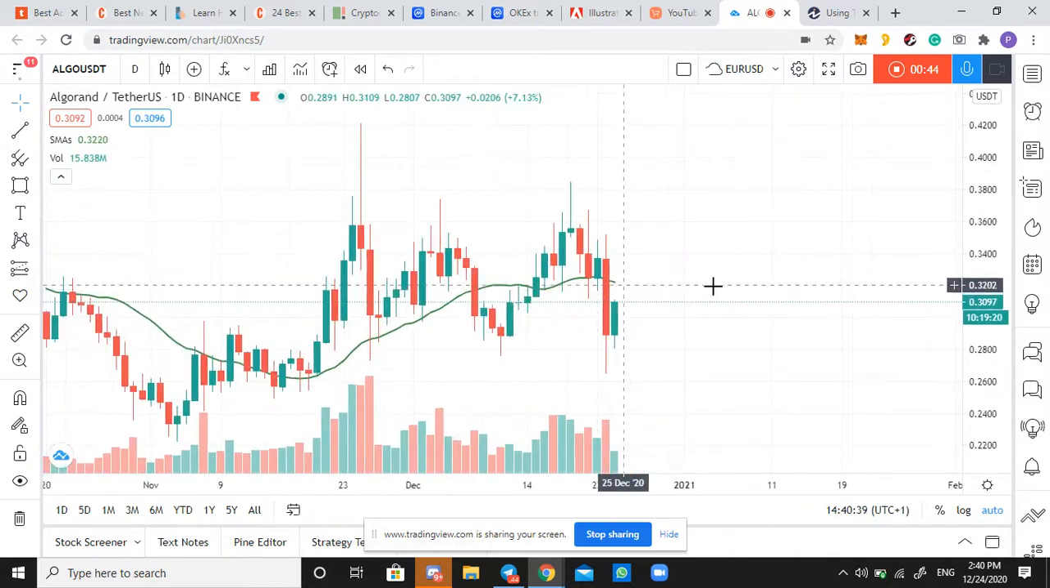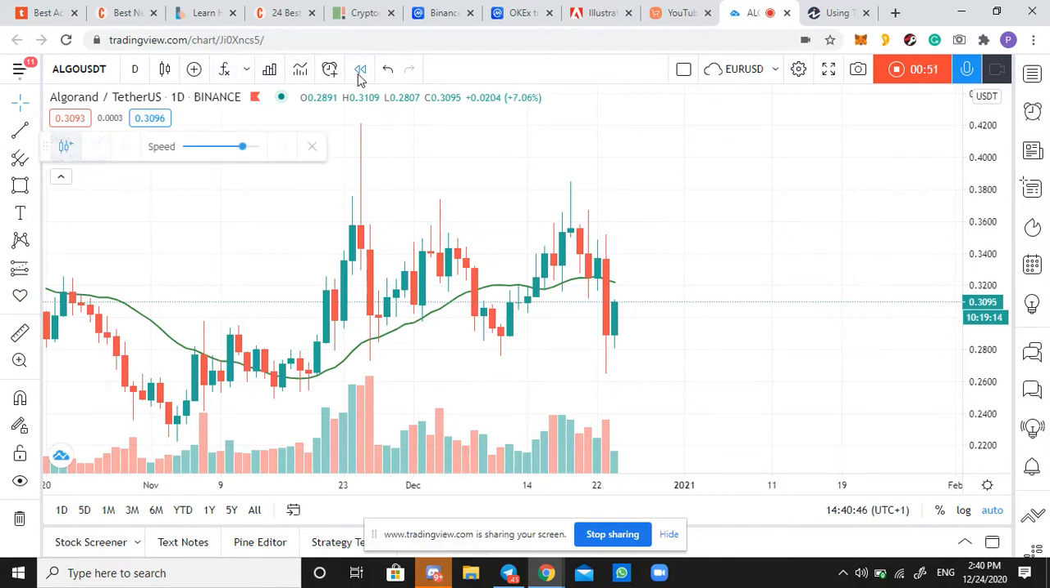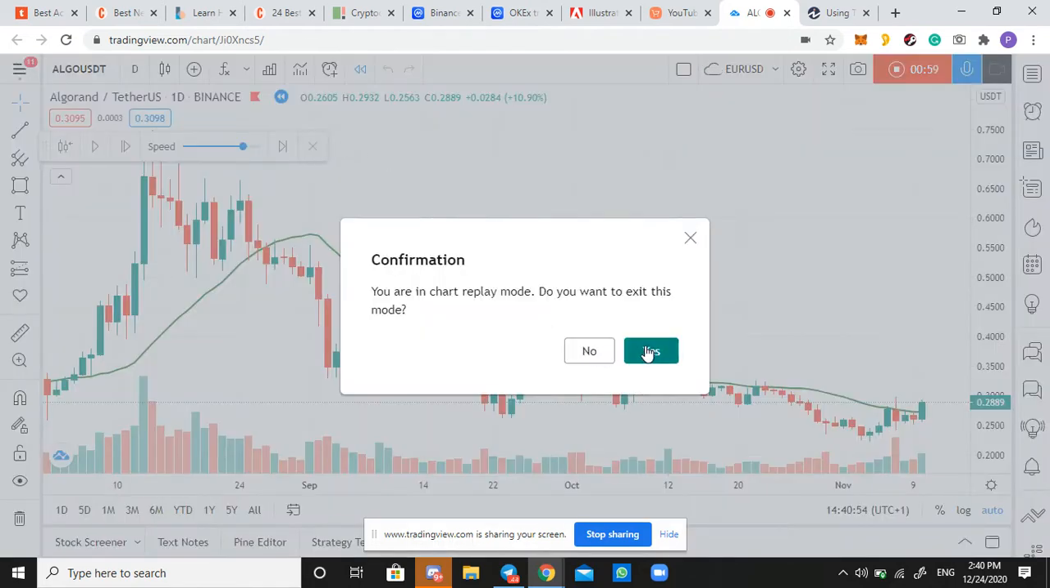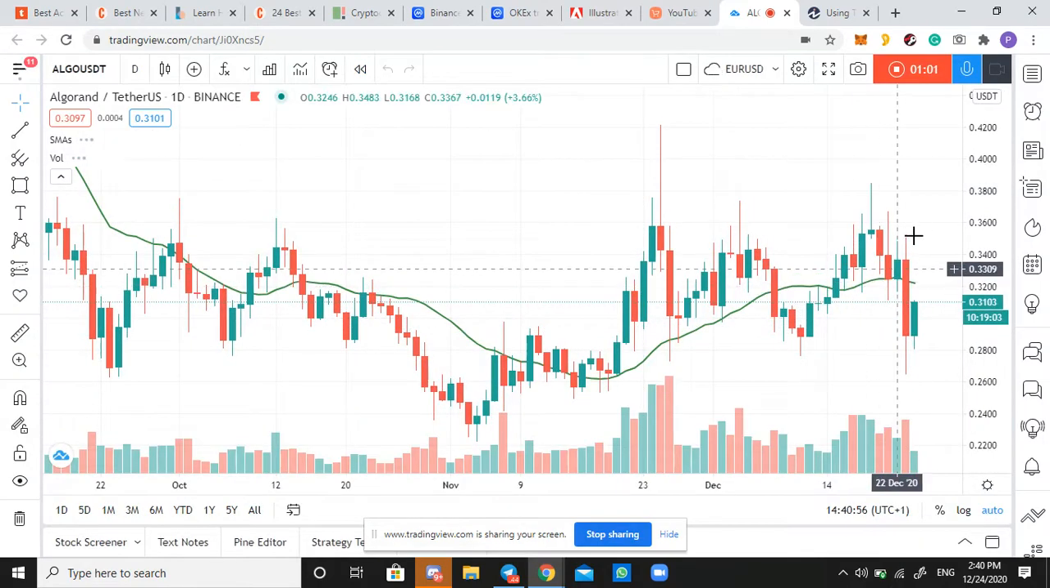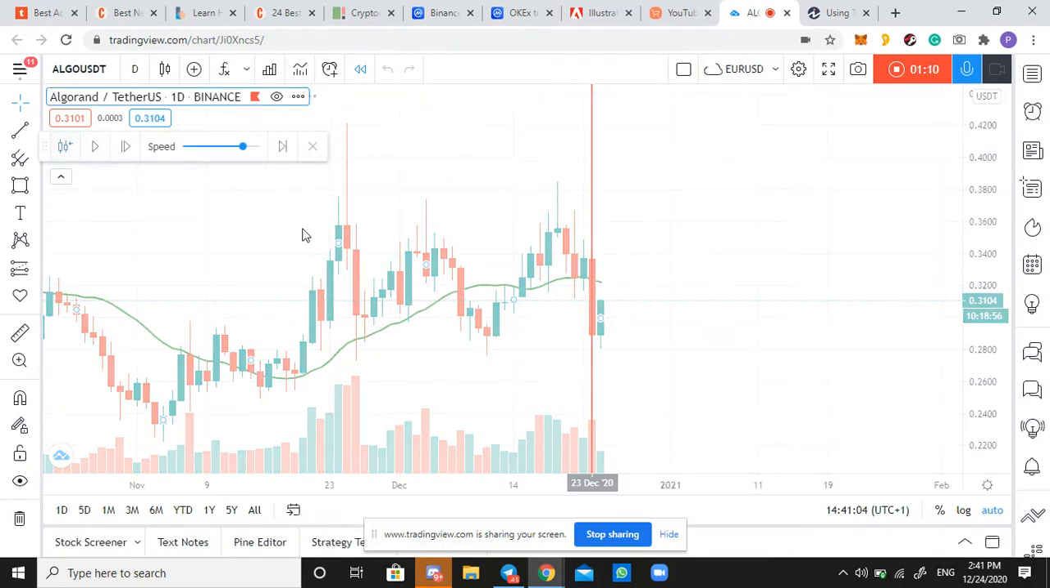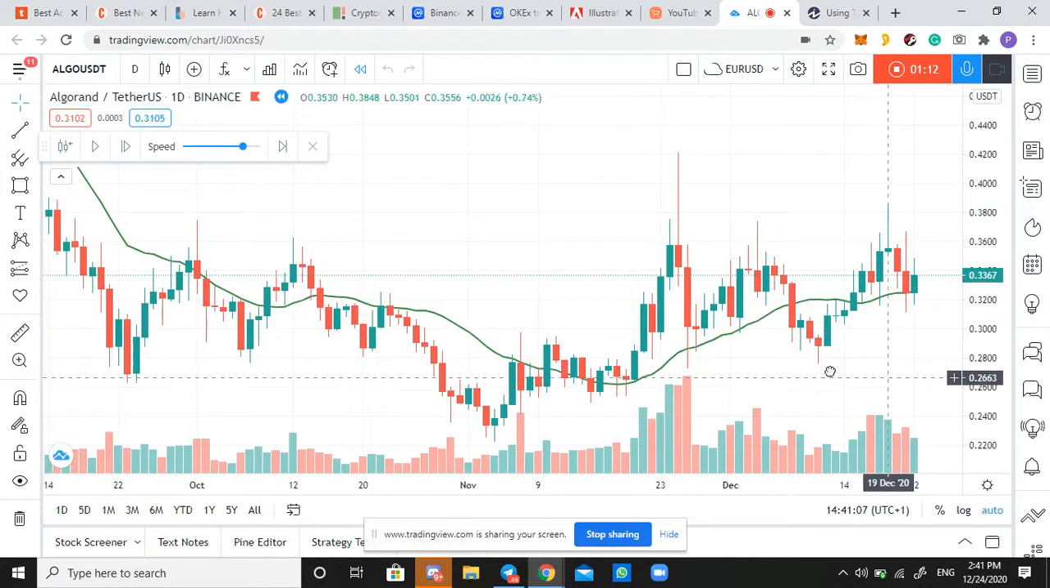Okay. So at the time we didn't have these two candles. Let me see if I can take it back. Yes, we didn't have those two candles.